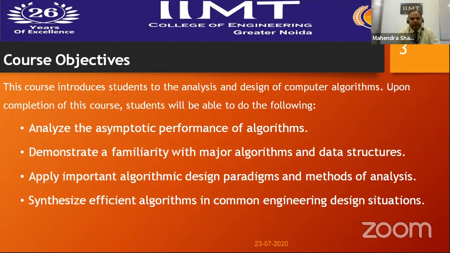Now, the question is, what is the objective of the course? It means students will be able to do the following. After the completion of this course, students will be able to analyze the performance of algorithms, demonstrate the major algorithms and data structures, and apply important algorithm design methods of analysis and efficient algorithms in common engineering design situations.